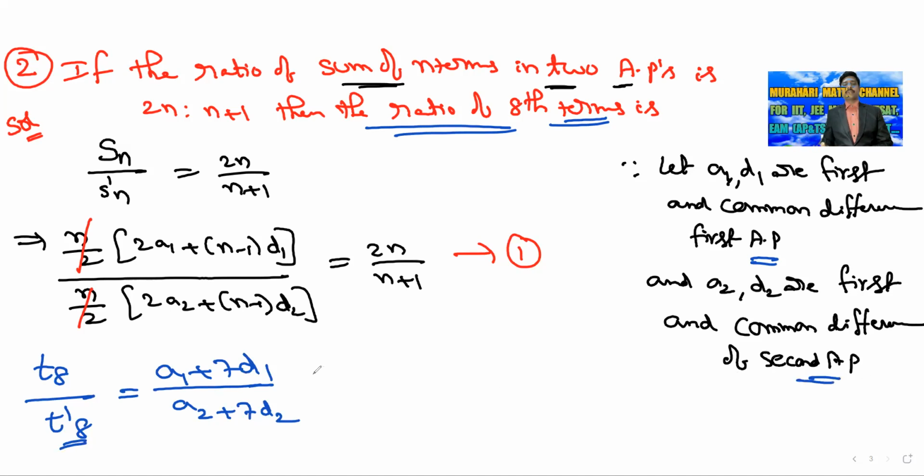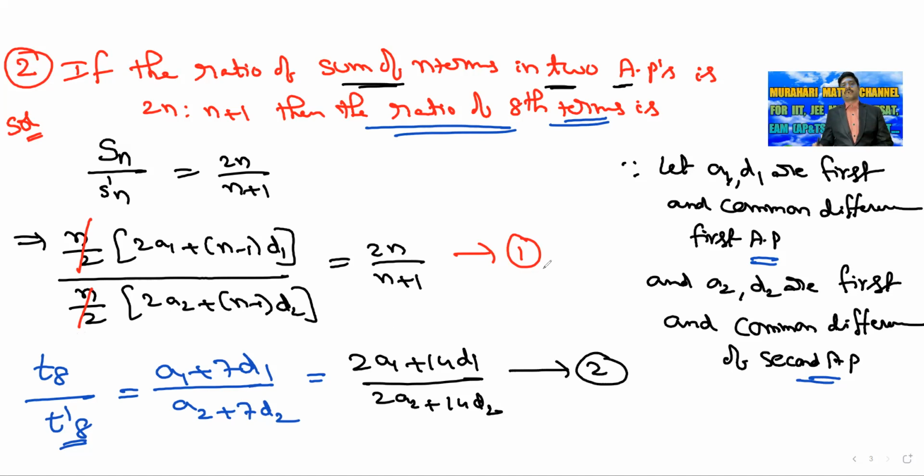Okay, so in this ratio, multiply and divide by 2. This is (2a1 plus 14d1) by (2a2 plus 14d2). Let us take this as the second equation. So let us observe equation 1 and equation 2. In equation 1 we have (2a1 plus (n minus 1) into d1) by (2a2 plus (n minus 1) into d2). In the second equation we have 2a1 plus 14d1. Okay, 14 can be written as 15 minus 1.